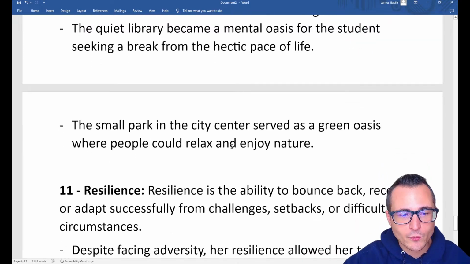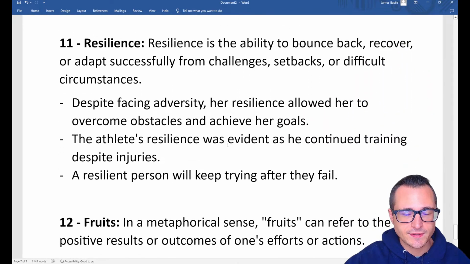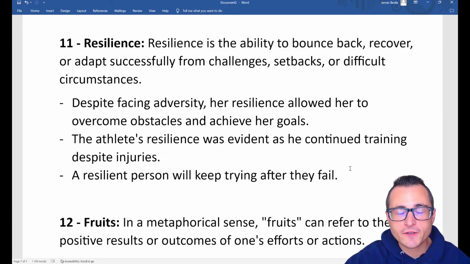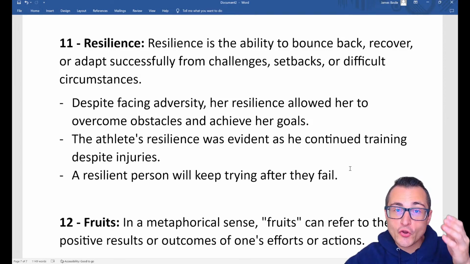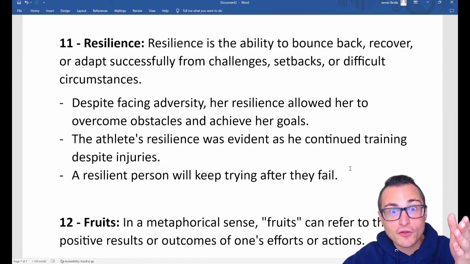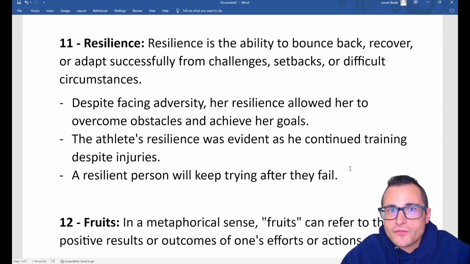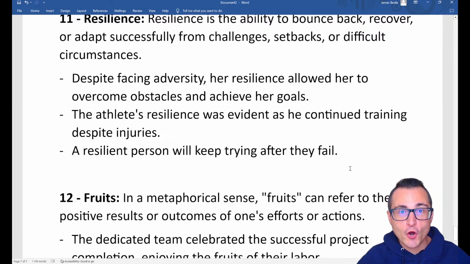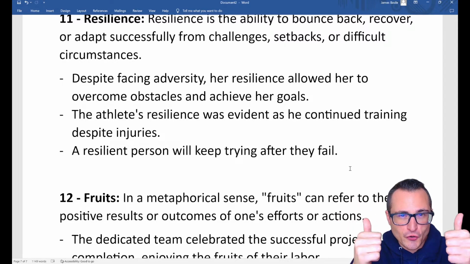The next vocabulary word is resilience. Resilience is the ability to bounce back, recover, or adapt successfully from challenges, setbacks, or difficult circumstances. Are you resilient? Do you have resilience? What are the example sentences? Despite facing adversity, her resilience allowed her to overcome obstacles and achieve her goals.